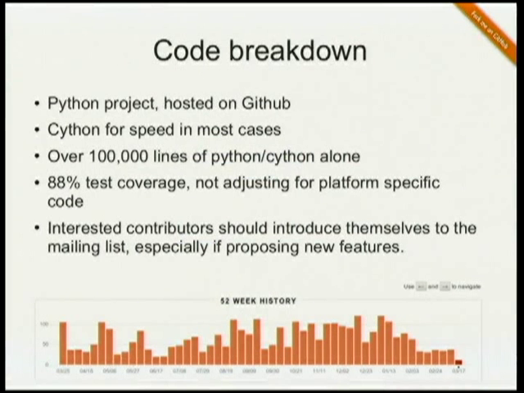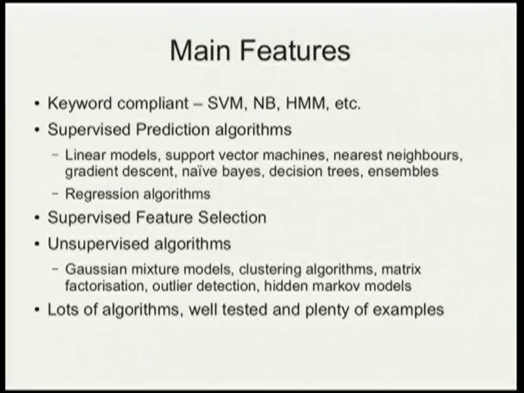So as I said, we're on GitHub. We use Python. Python is used for speed in many cases. We have 88% test coverage, but this isn't adjusted for platform-specific code, which we have a little bit of. And if you're interested in contributing, just jump on our mailing list, introduce yourself. And this is especially important if you're proposing new features, because we are pretty strict about coding styles.